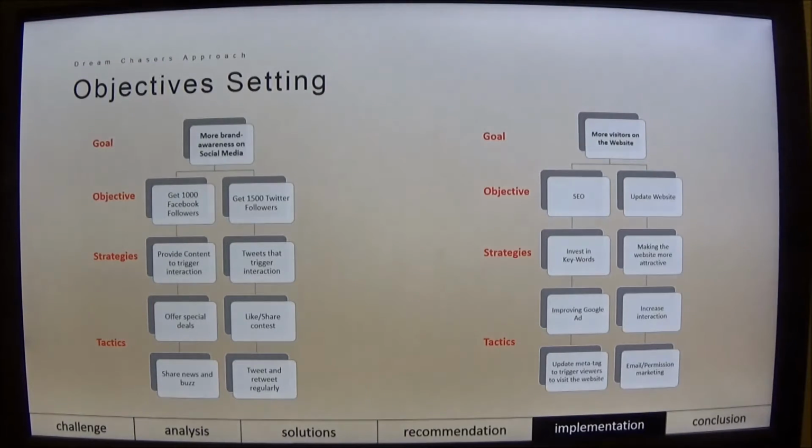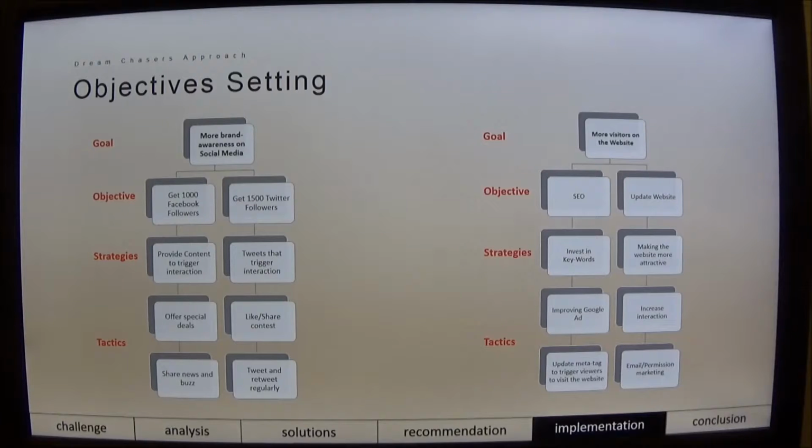So the first part, more brand awareness on social media. Set an objective. For example, before a specific time, get 1,000 Facebook followers or 1,500 Twitter followers. You need to set goals. So how do you want more brand awareness on social media? Okay, what is the objective? What do you want to reach at least? How are you going to reach them? Offer special deals, like and share contests, etc.